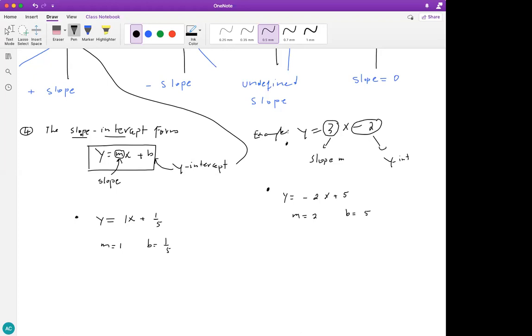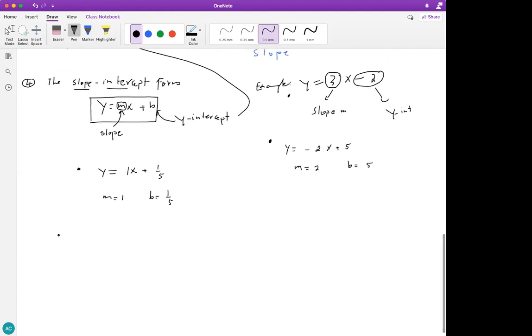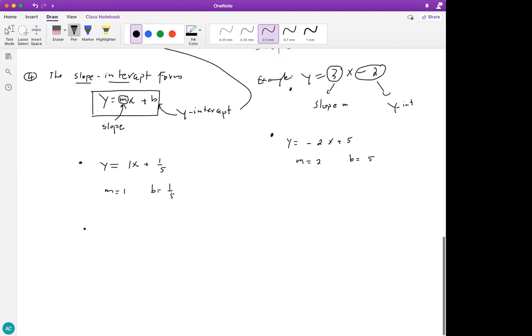Okay, so that's, again, the slope intercept form. We can easily read the value from the equation. But if the equation is not in this form, it has to be a y by itself on one side and then the rest on the other side. We'll talk about this one a little bit later.